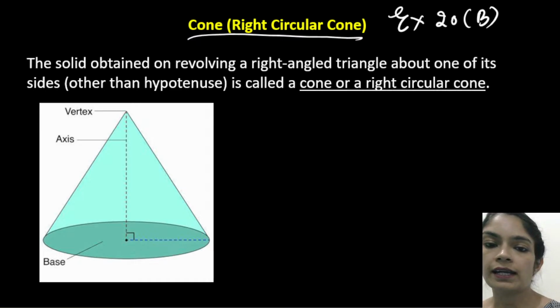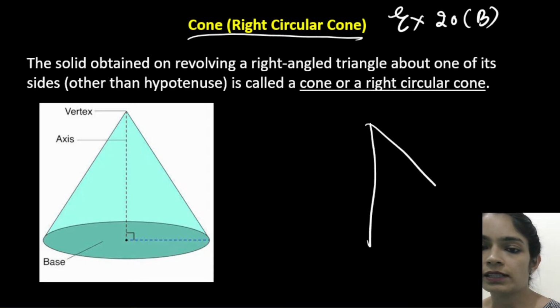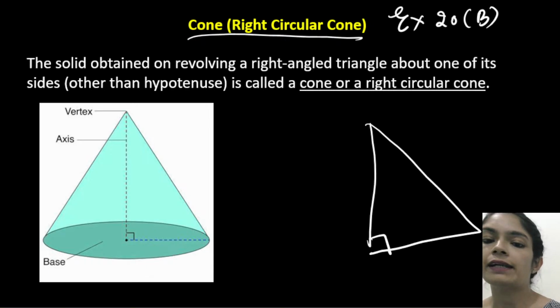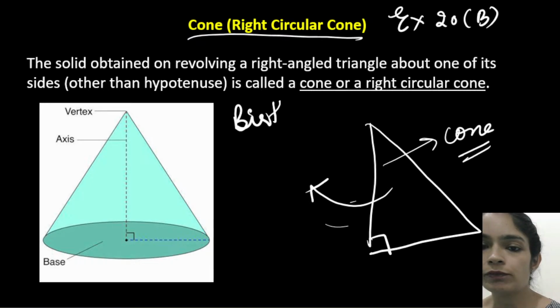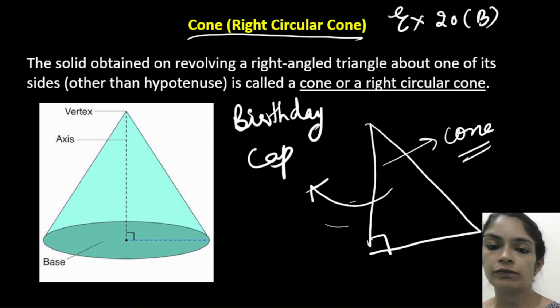The solid obtained on revolving a right angled triangle about one of its sides other than the hypotenuse is called a right circular cone. So what is the cone? As per the definition, if a right angle triangle is rotated along any of the two sides other than the hypotenuse, the resultant will be a cone. But basically you just have to remember the shape I have given you here. So cone looks like this. Another example is the birthday cap. It looks like this only. You can see one figure here.